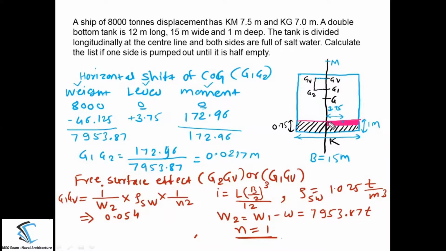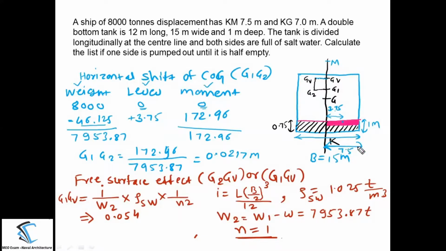Now we have to see we have pumped out the water from the starboard side. So the weight of the water which is pumped out, we have already done the calculation for that. That is coming 46.125. Now we are pumping out, so it is like you are removing the weight, so it will be a minus here. Now you have to find out the lever of the weight which is pumped out. You have to take the lever from the center line.